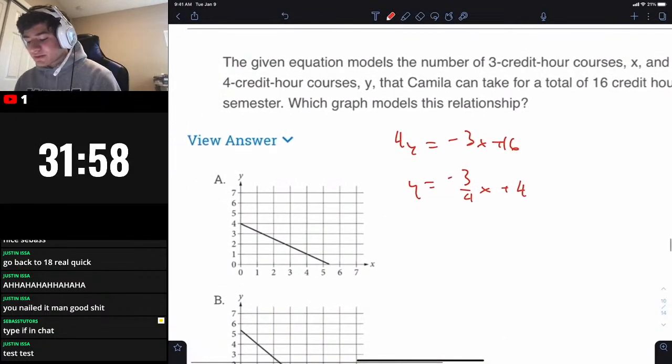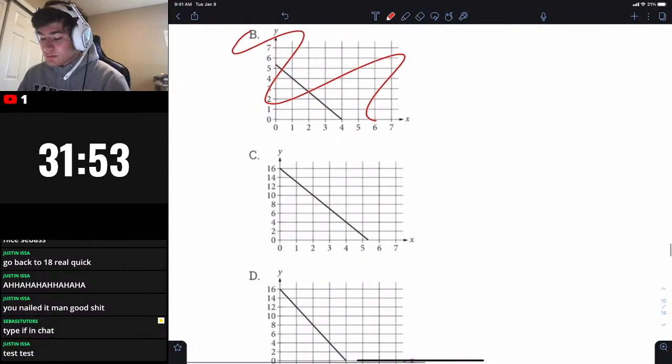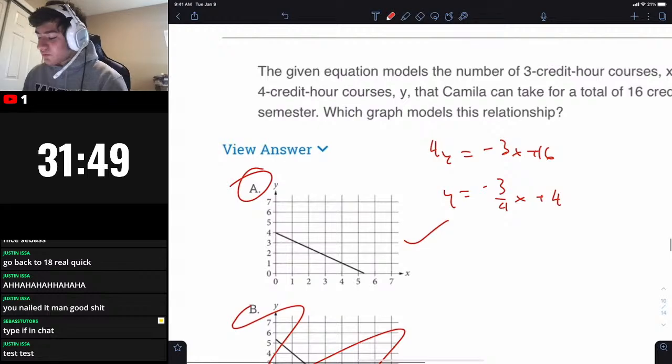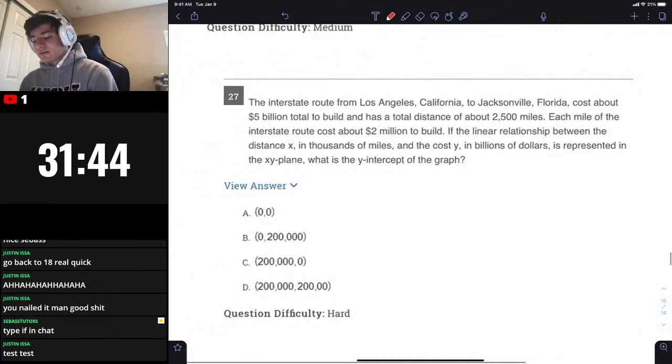Okay, so the y-intercept is going to be 4. It's not B. It could be A. It's definitely not C, and it's definitely not D, so it's A. A has a y-intercept of 4, just like our line. I didn't see that they gave us that little thing.